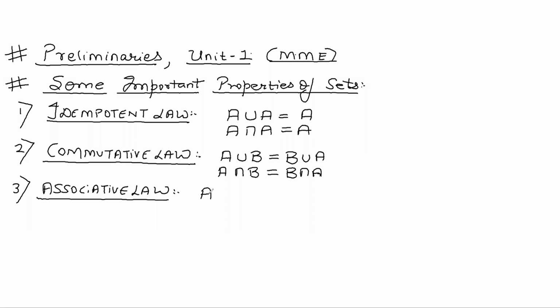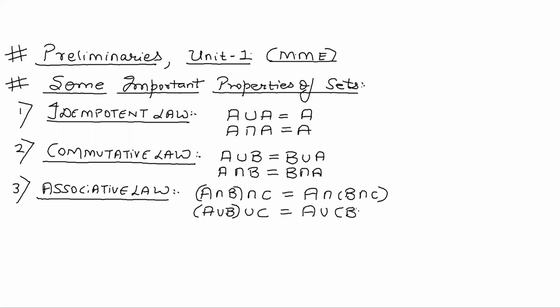A intersection B, if you associate it with C, it will be the same as if you associate A with B intersection C. Similarly, if I take A union B and then take its union with C, it will be A union with B union C. This is my associative law.